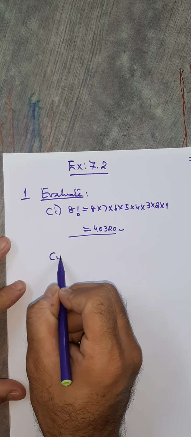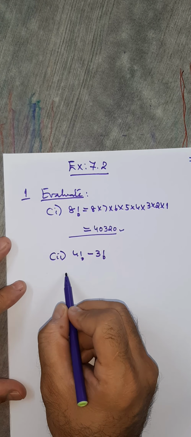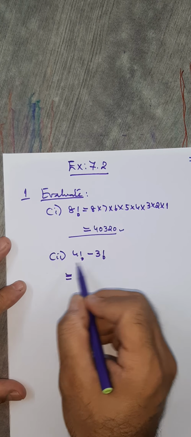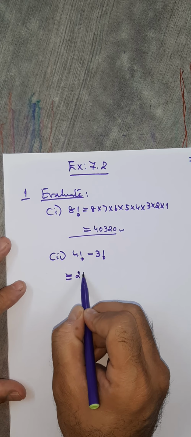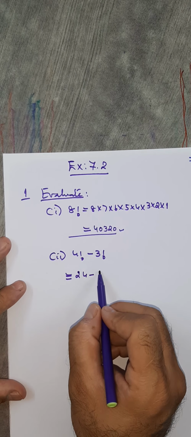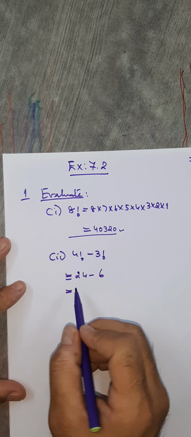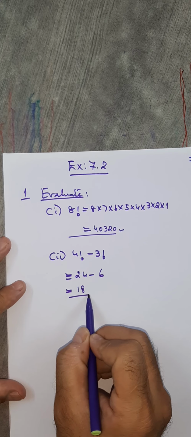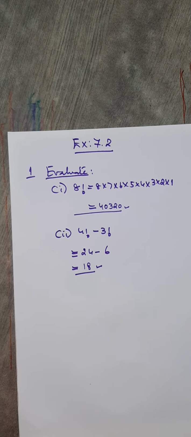Next one is 4 factorial minus 3 factorial. There's no way to do such a subtraction question other than doing it directly. 4 factorial, you know, is 24. 3 factorial, you know, is just 6. So you will get 18 here. Okay.